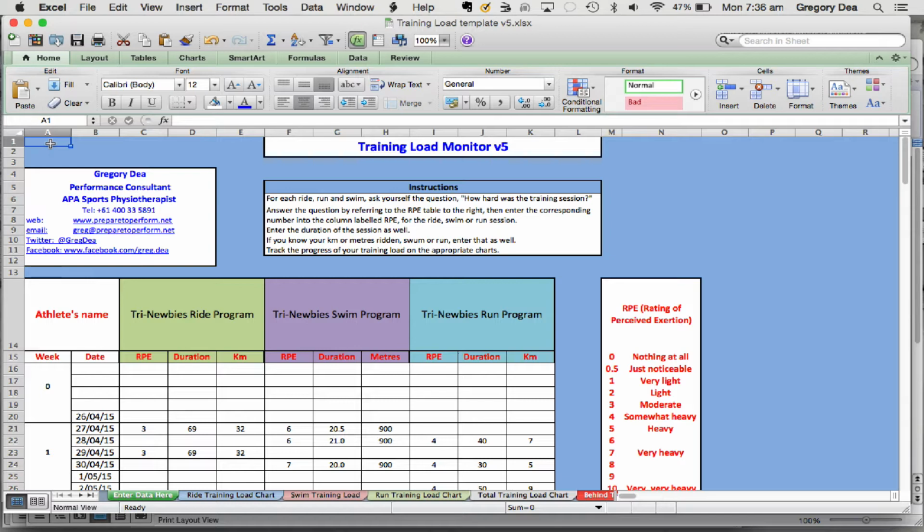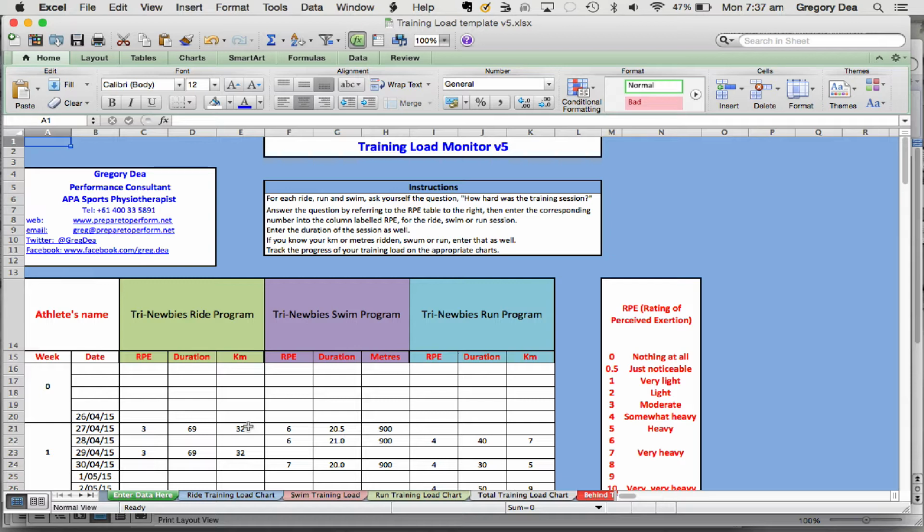I created a database that allows me to record the ratings of perceived exertion for any one training session in triathlon, so just the ride or just the swim or just the run, and then multiply that by the amount of time spent on the ride or the distance ridden on the ride, and correspondingly for swim and the run. The RPE multiplied by either the duration or the distance travelled produces a sessional load, which is mapped every day, and it also gives us a weekly load, which relates to the strain.